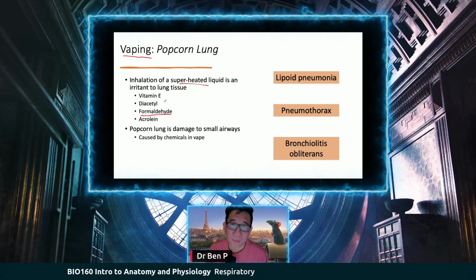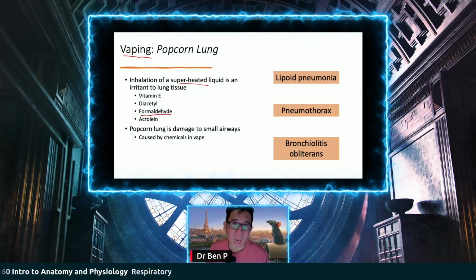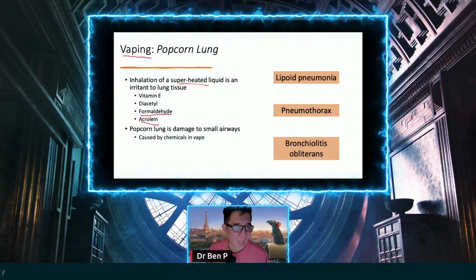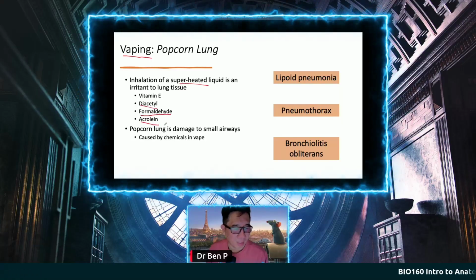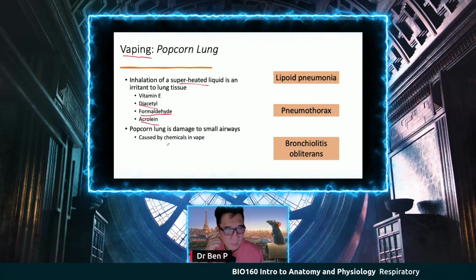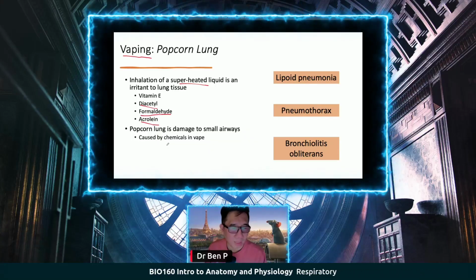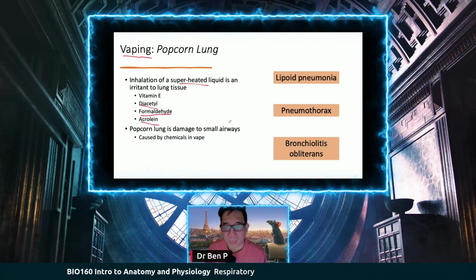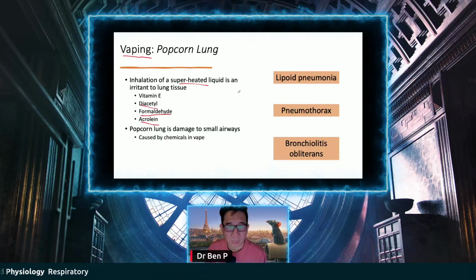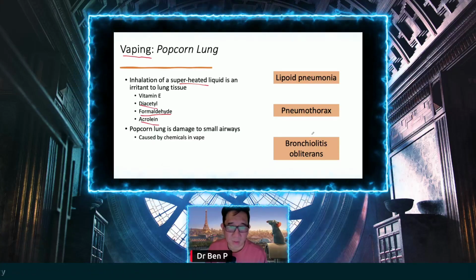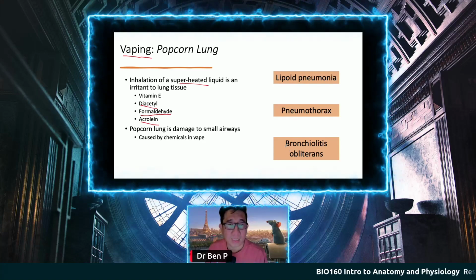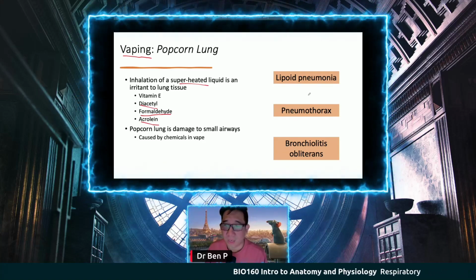And you cannot get this out once it's in your body. It stays in your liver, it doesn't go out. And you have other things that can be bad for your lungs and your body as well. So what is popcorn lung? It's damage to the small airways of your lungs caused by these chemicals going into your lungs, and you could end up with pneumonia, pneumothorax, or bronchiolitis that can damage your lungs.